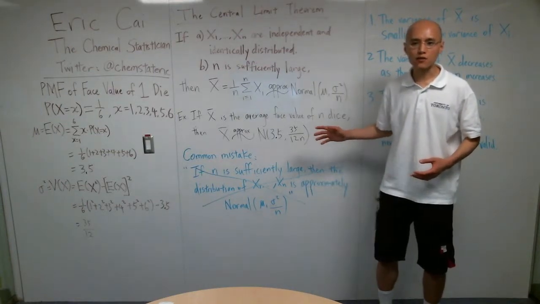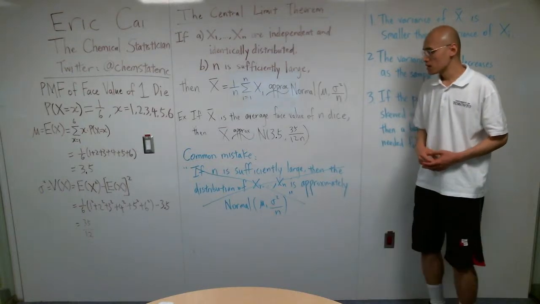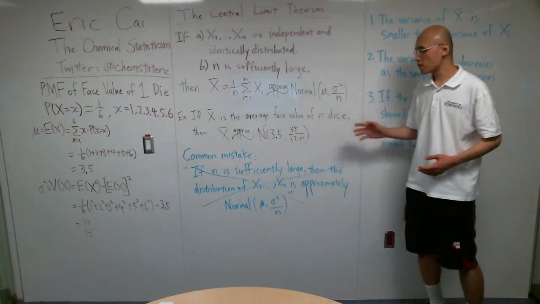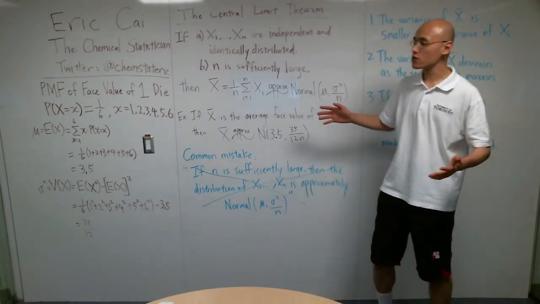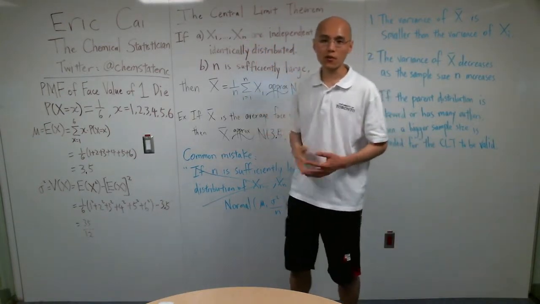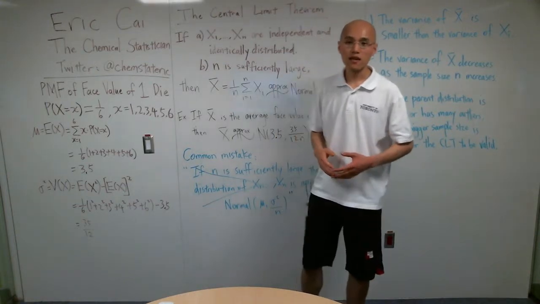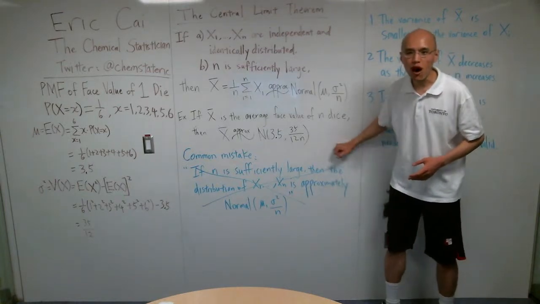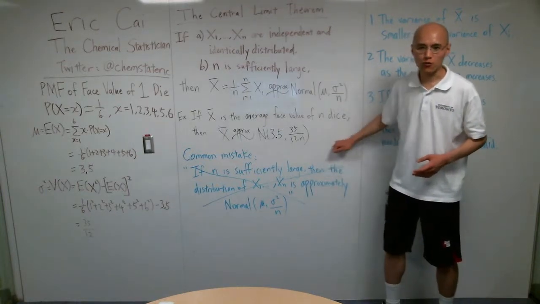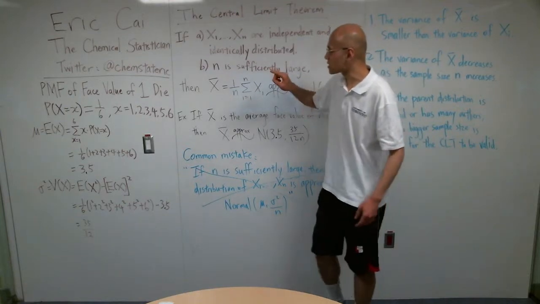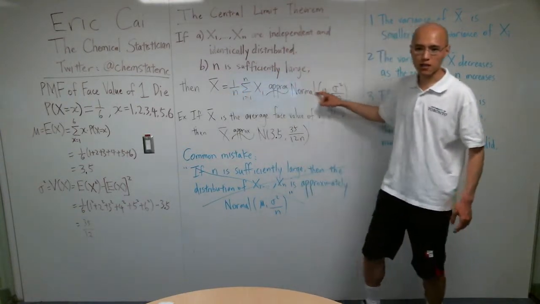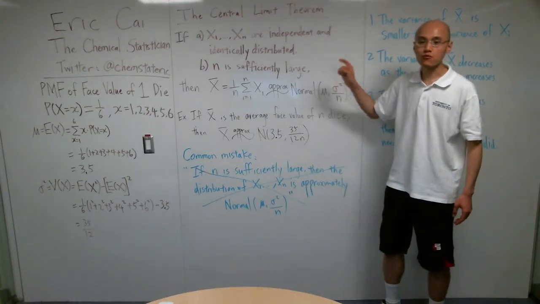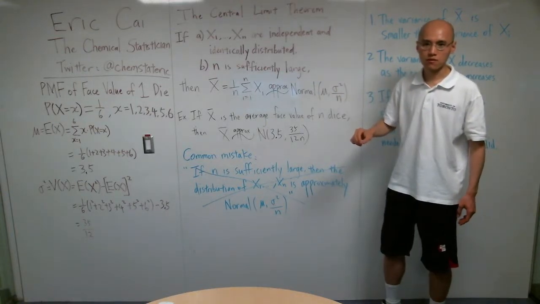A common mistake that many students make about the central limit theorem is by saying this: if n is sufficiently large, then the distribution of your original random variables X1 to Xn is approximately normal. That statement is wrong. That is not true, because the central limit theorem says that the sample mean has an approximately normal distribution. The original random variables retain their parent distribution.